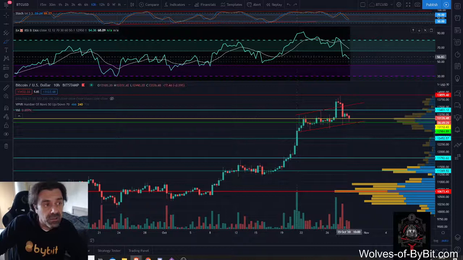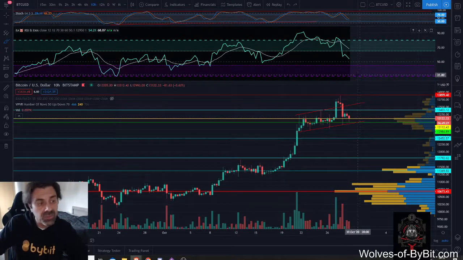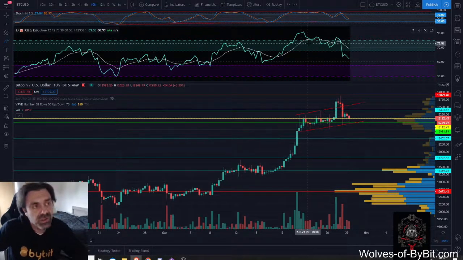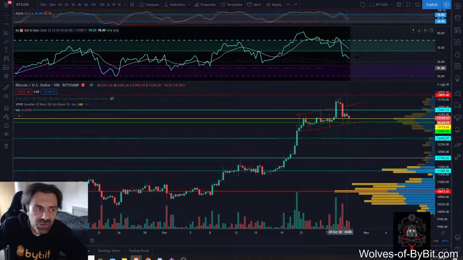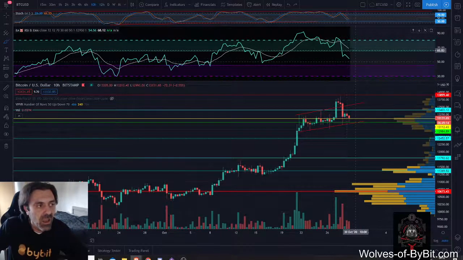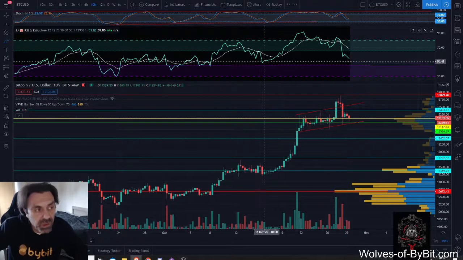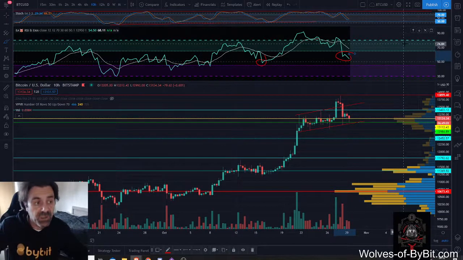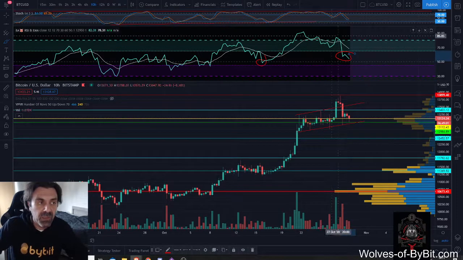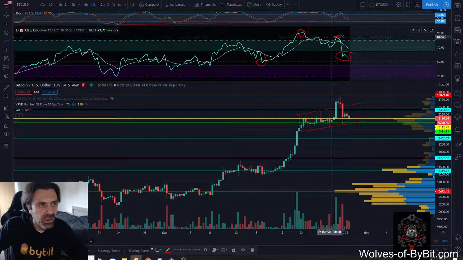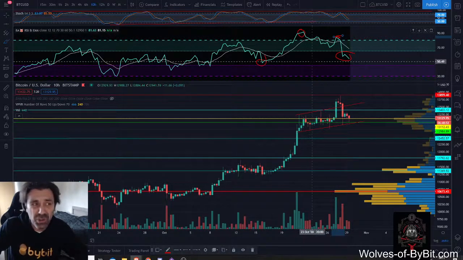Could we still see a little more downside? Absolutely possible. So this 10-hour chart doesn't really show yet a bullish divergence with this one and this one. It doesn't show a bearish signal either, except for these two highs here. Those two, they do look bearish.